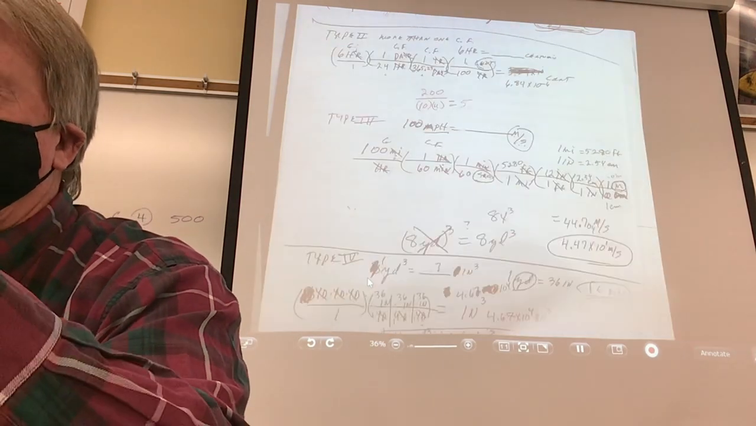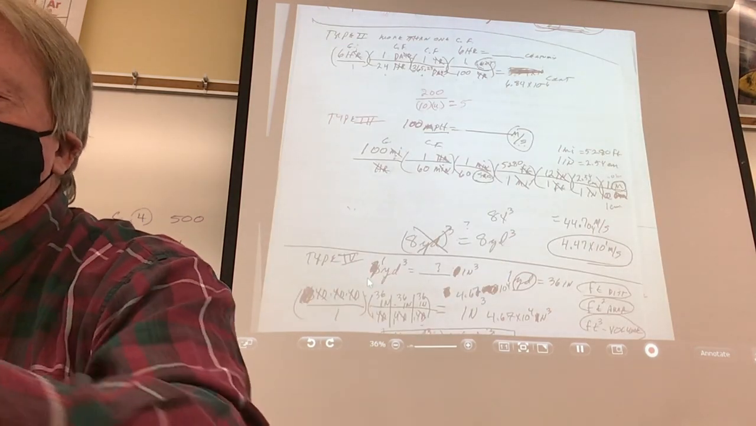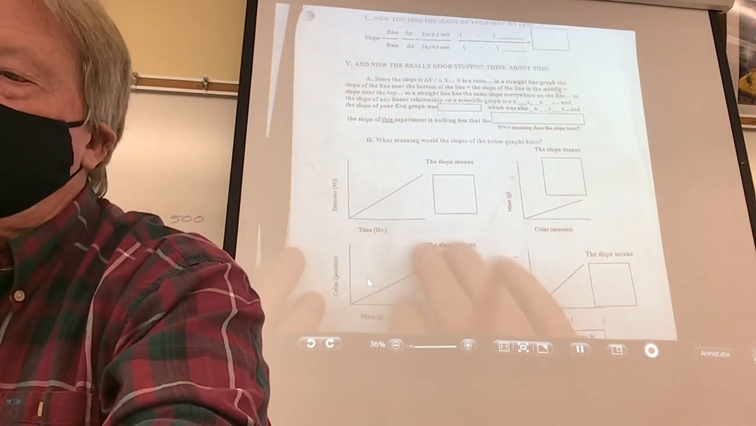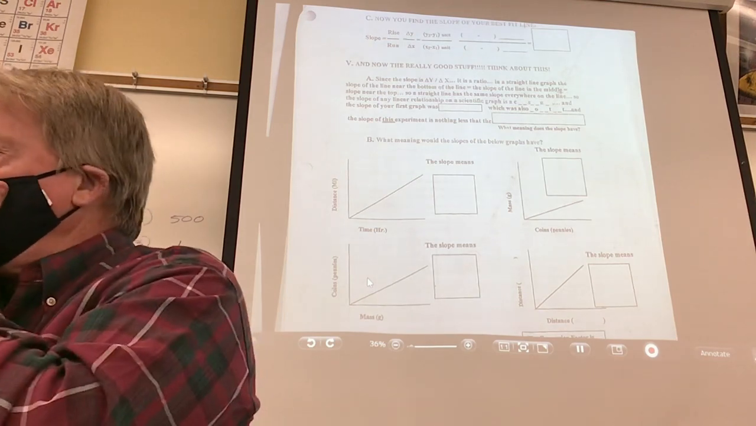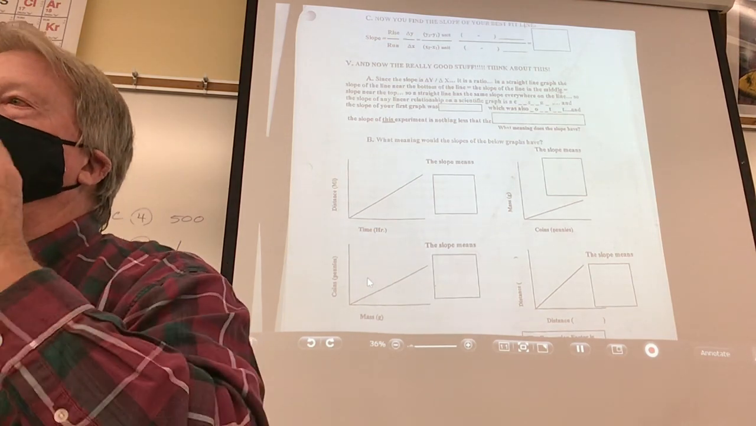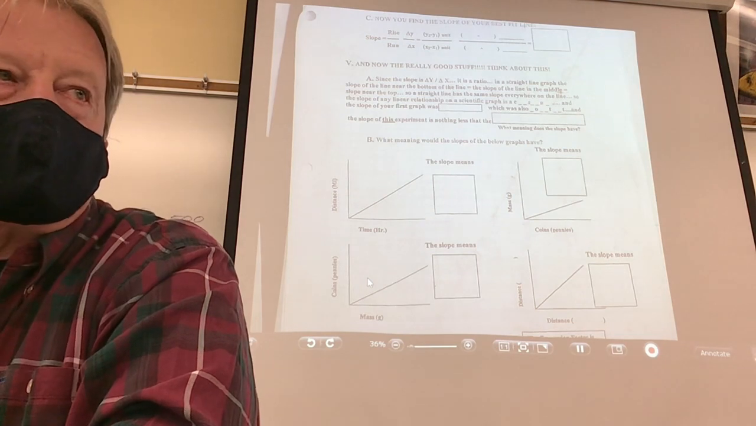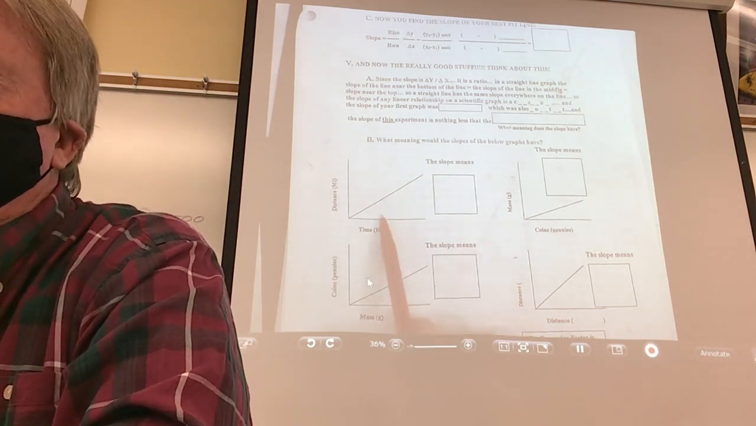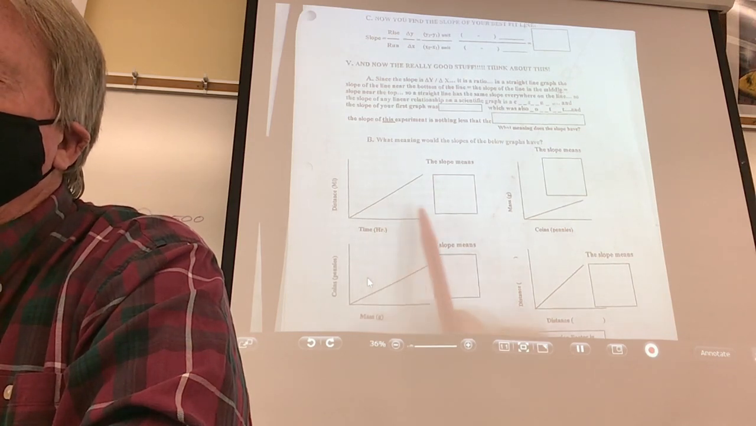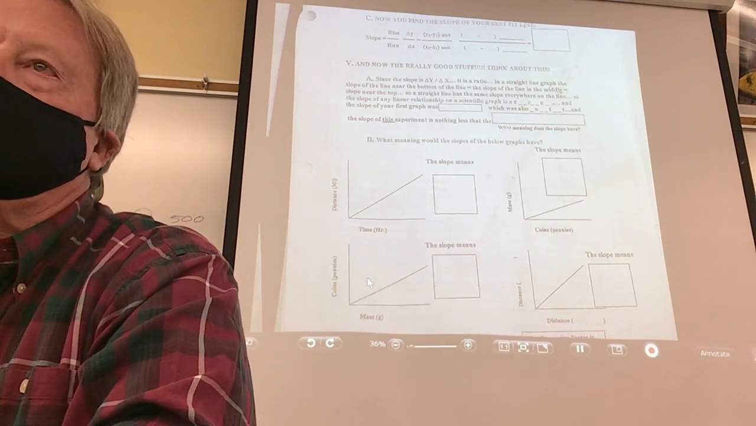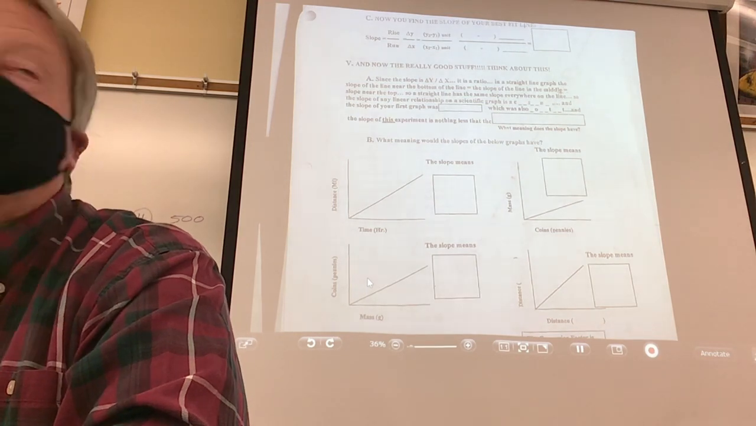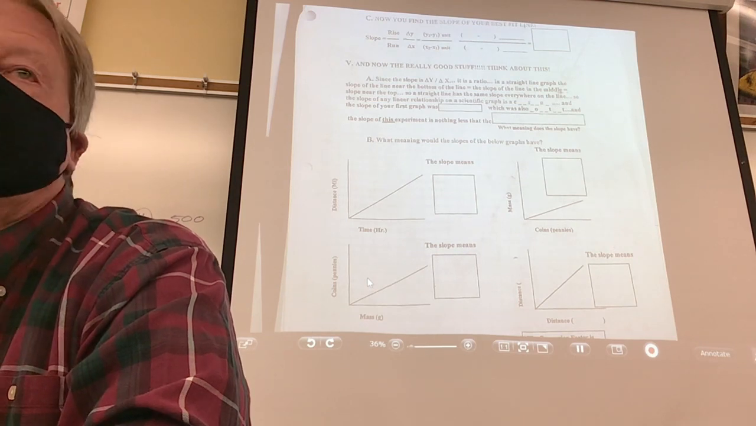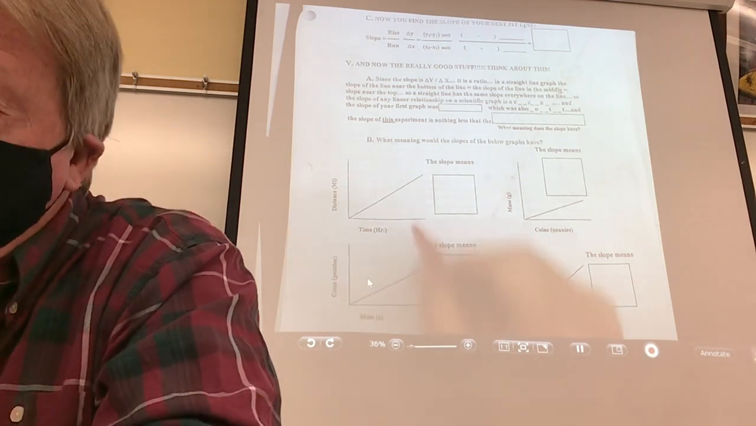Okay, so let's go back over here. Excuse me. Now, look at this experiment here. See if you can tell me why did the experimenter do this experiment? What was their goal? And what did they come out with? So take a look at this experiment here and tell me what you think the slope means and why they did the experiment. What were they looking for? What do you think? Yes? Speed. Say it again? Speed.